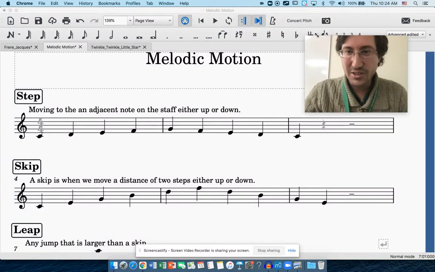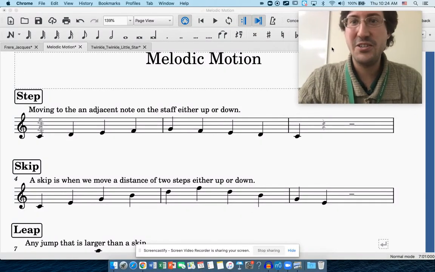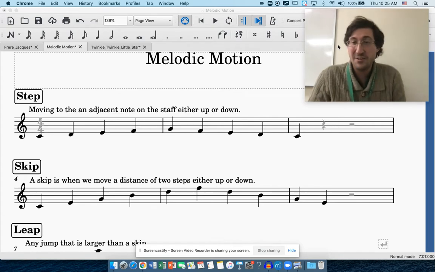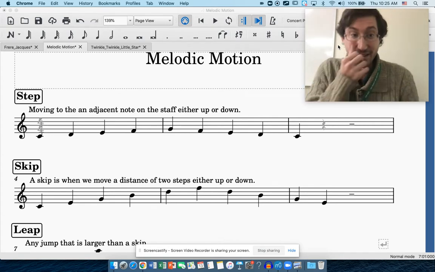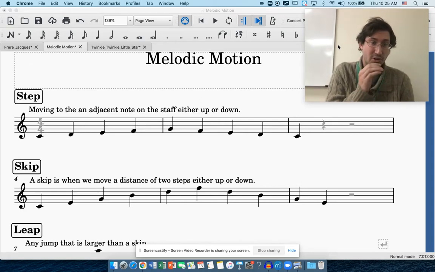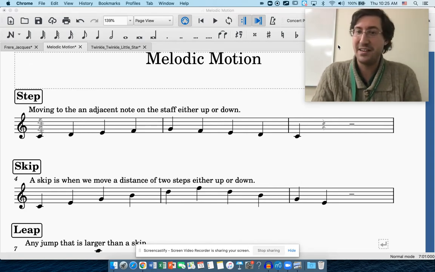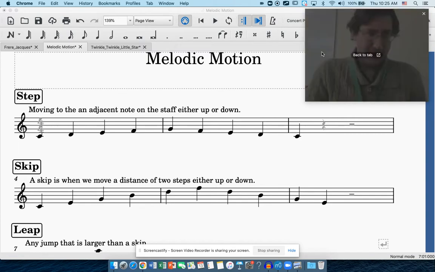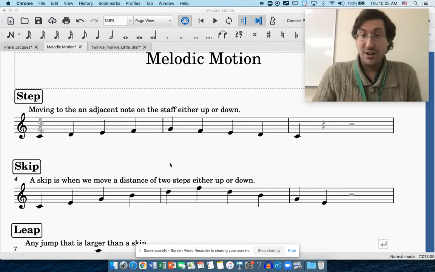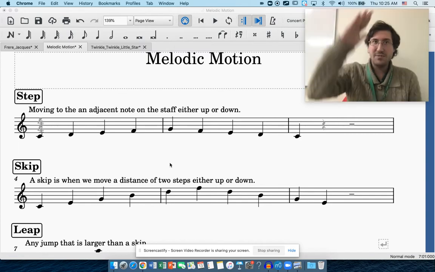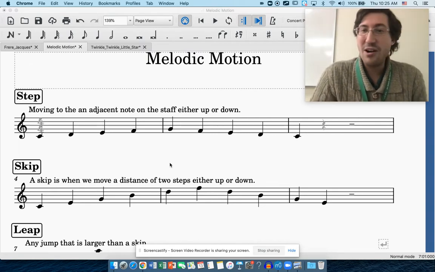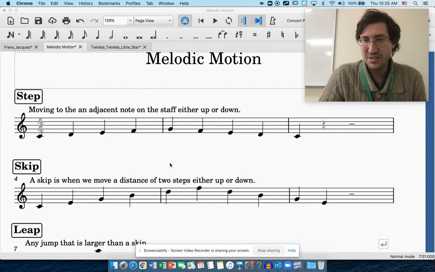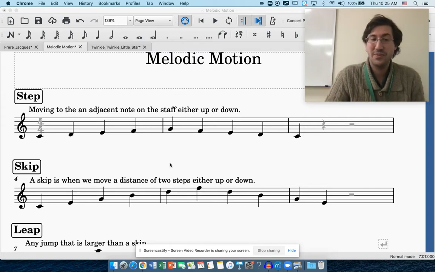All right, everyone. So today what we are going to start diving into is discussing melodic motion. When we talk about that, what we're discussing is how notes are moving from one to the next in a melody. There's a couple different ways we can change notes, different types of motions that we can have. And the first and probably simplest type of motion is stepwise motion.